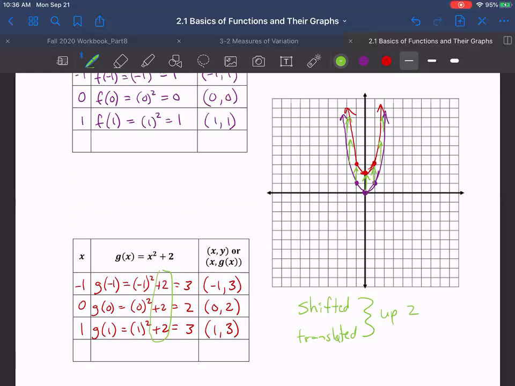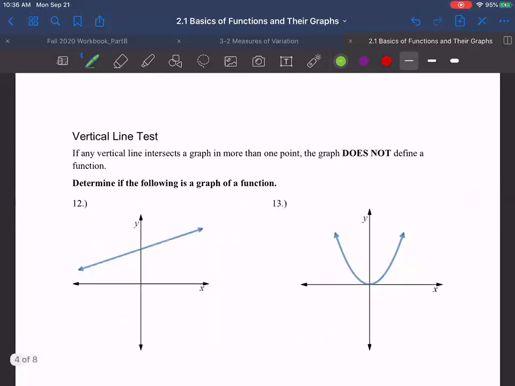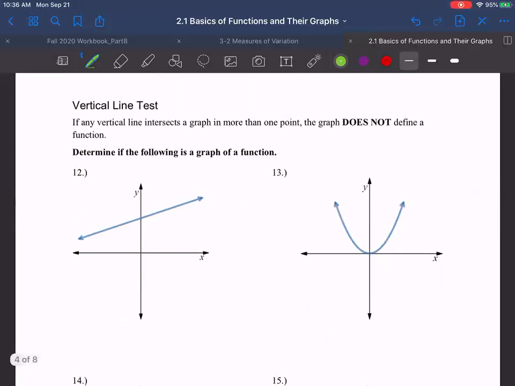All right? And that's pretty much it for our introduction to starting to do things to move graphs around. On the next page, we have what is called the vertical line test. And I'll do this real quick before I see if there are any questions. This is essentially just a way to look at the graph of a function and try to determine if it is a function or not. So if any vertical line intersects a graph in more than one point, the graph does not define a function.